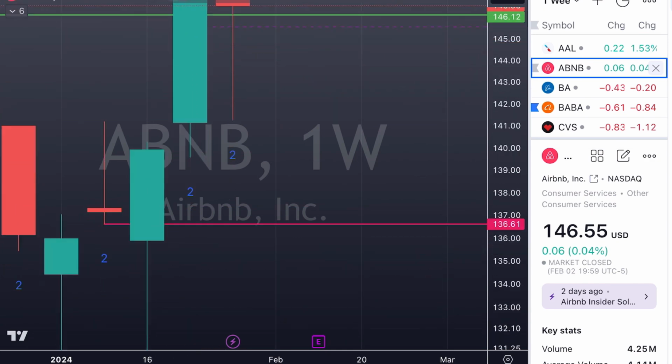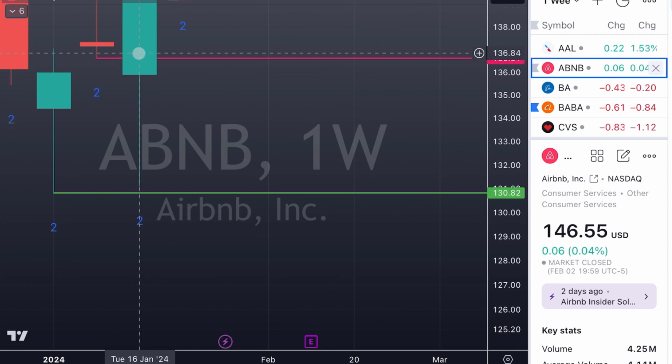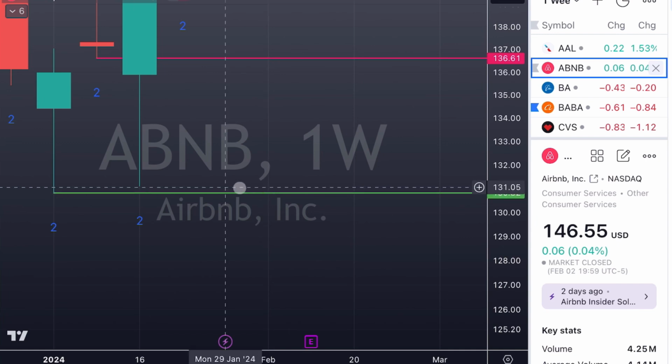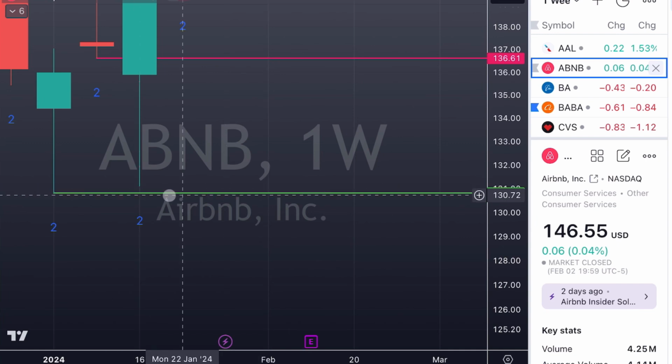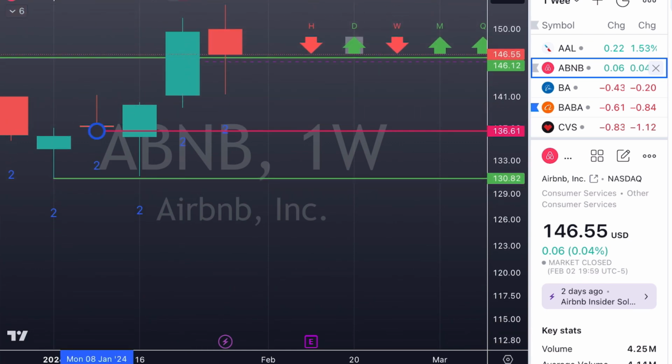Did we hit the target? We came pretty darn close, okay? The low on that candle was 131.10 it looks like, and the target was 130.82. So 28 cents shy of hitting that target, okay? So it basically did what it said it was going to do.